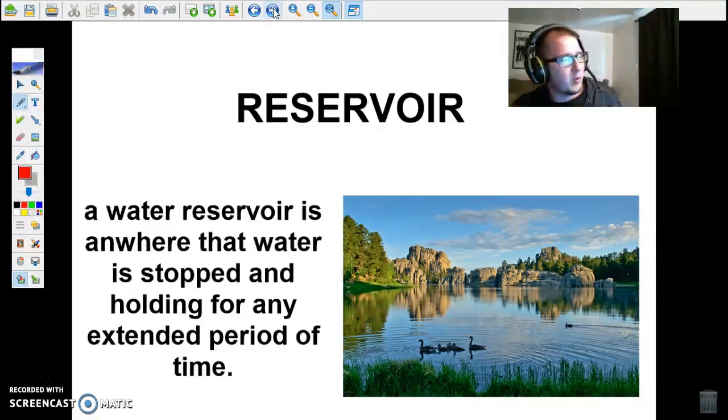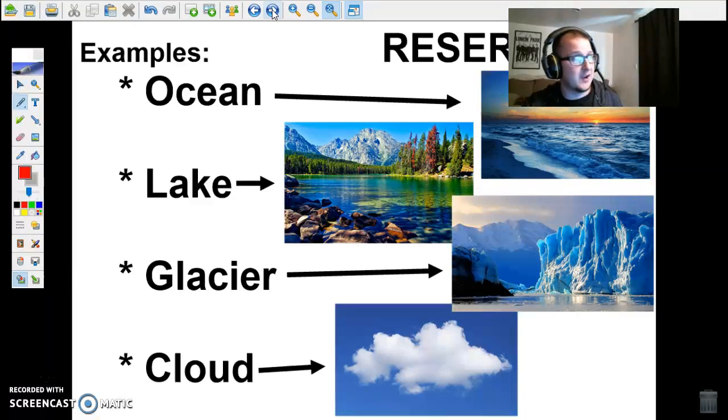A water reservoir is anywhere that water is stopped and holding for any extended period of time. So the water is stopped. If you look at that beautiful, serene picture of the lake, that water in that lake is not necessarily flowing anywhere. It's like a little bowl holding on to that water. That is what we would call a reservoir. Now, I know we commonly hear things like here in Utah, you've got Pine View Reservoir or Strawberry Reservoir. And we refer to these as reservoirs. If we want to get technical, when we refer to something like that as a reservoir, we're generally speaking about a man-made reservoir. Although anywhere that water is stopped is considered to be a water reservoir.